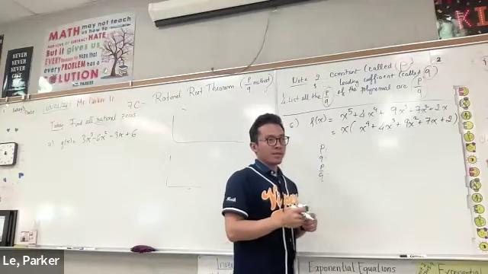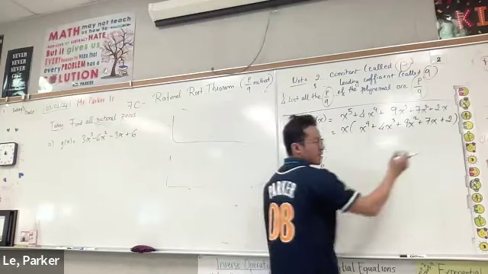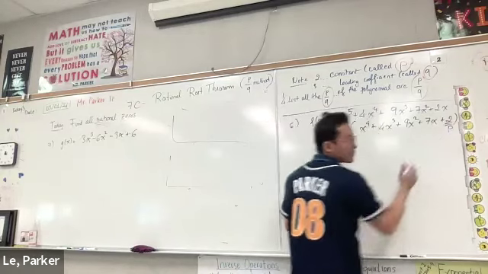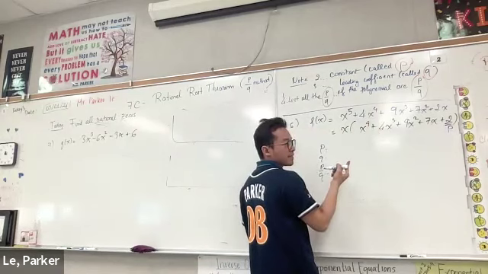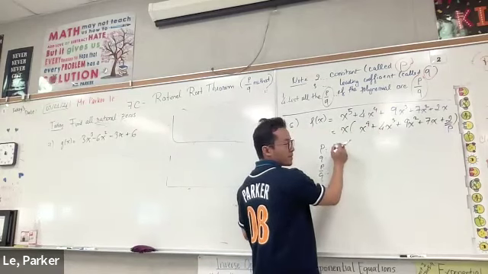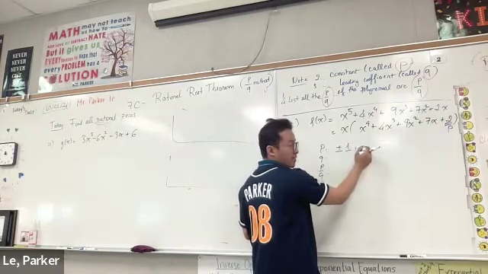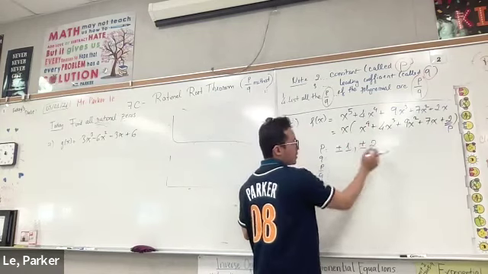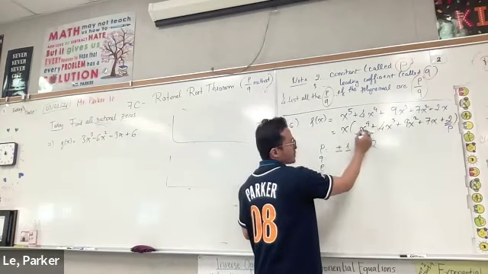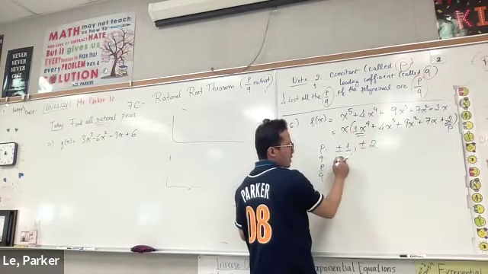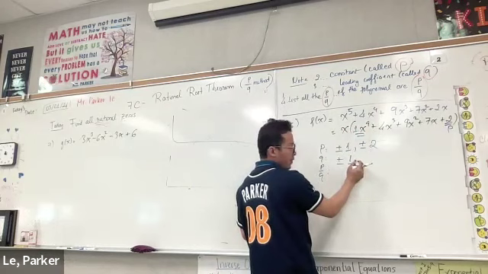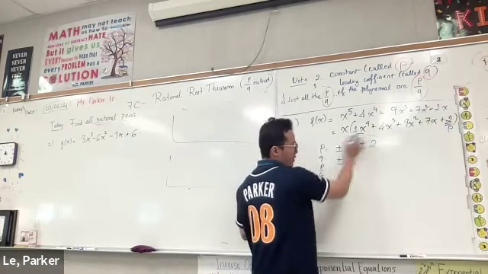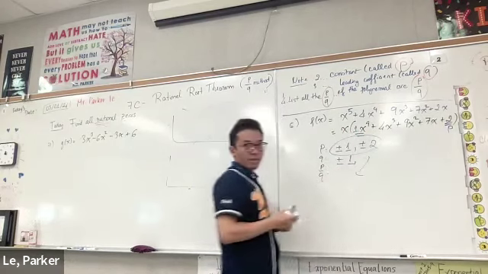Who wants to do this? Who wants to earn points? Johanna, let's go. Q is 2. What are the factors of 2? Plus minus 1 and plus minus 2. What is Q? 1. So P over Q, because Q is 1, they're all here: plus minus 1 and 2.